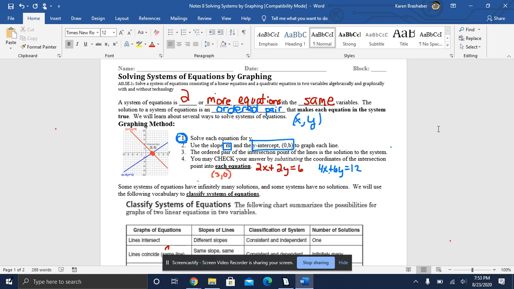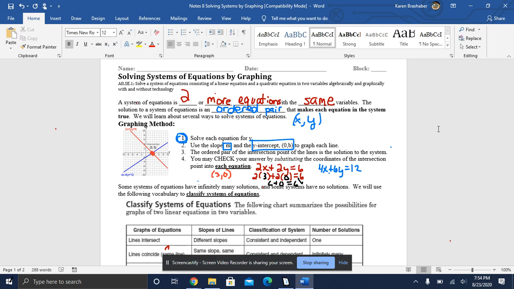Now, we're not going to make you show the check, but I did want you to see how a check would work for that. So you would plug in 2 times your x value plus 2 times your y value and see if you got a true statement. So your x value was a 3 and your y value was a 0. 2 times 3 gives you 6, and 6 plus 0 does equal 6. So it checks for that equation.